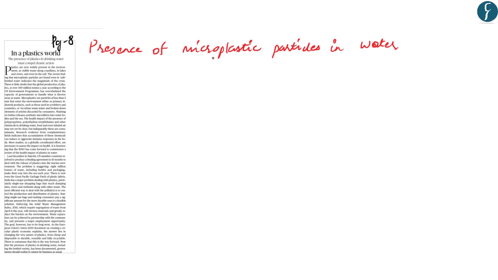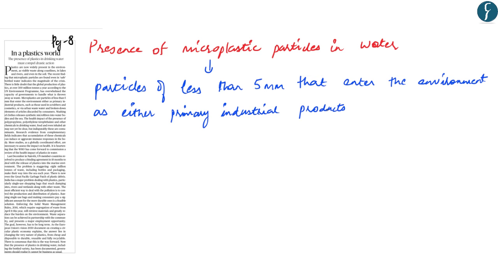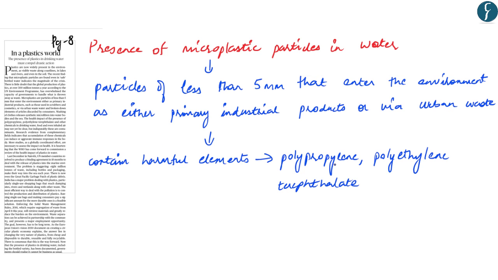So first we should know the meaning of microplastic particles. Microplastics are particles having a size less than 5 millimeters that enter the environment as either primary industrial products such as in scrubbers and in cosmetics, or via urban waste of consumers. So these microplastics have been recently found to be present in drinking water as well, and they contain very harmful elements such as polypropylene, polyethylene terephthalate and so on, and these enter the drinking water, food and even inhaled air, and thus they have negative impacts on human health.